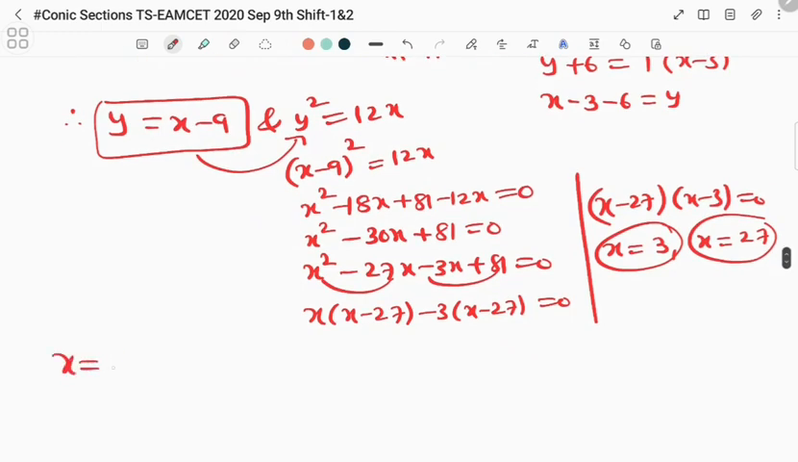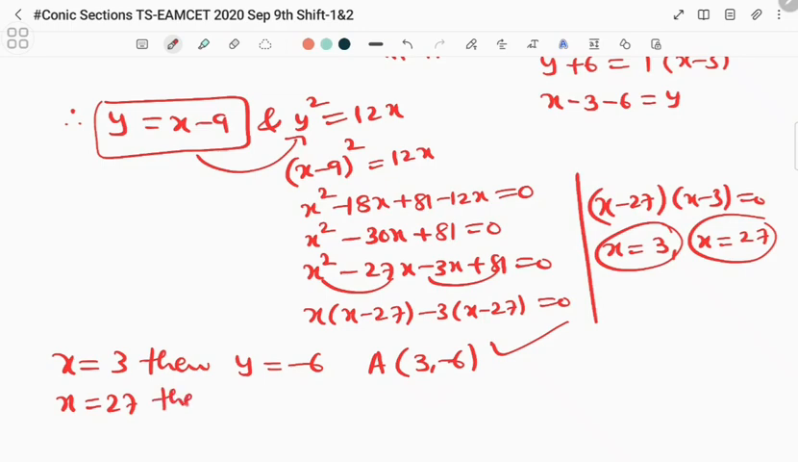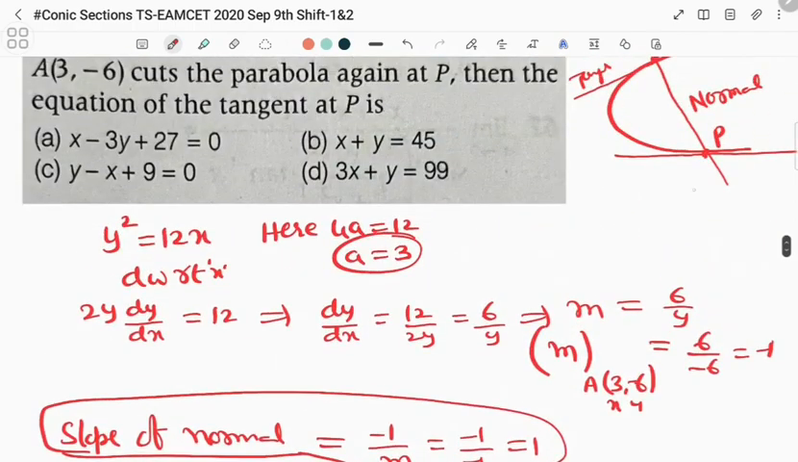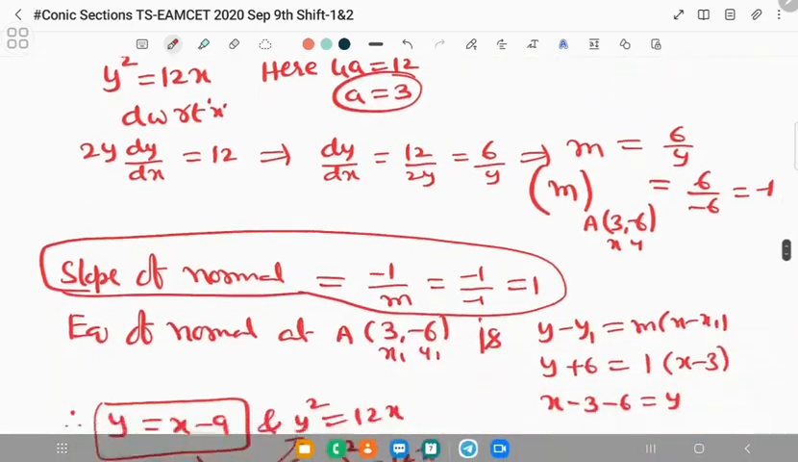So when x is equal to 3, then y is equal to 3 minus 6. So one point is (3, -6), which is already a point. When x is equal to 27, then y is equal to 27 minus 9, which is 18. So the other point P is (27, 18). This is (27, 18), dear students, on this tangent equation.